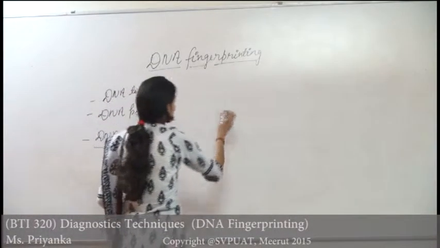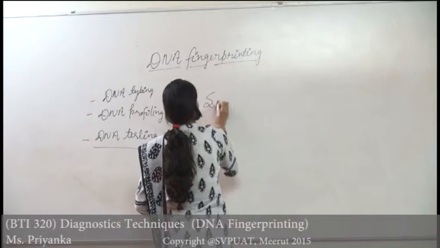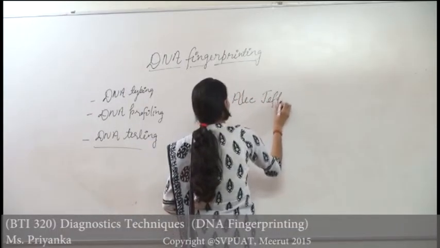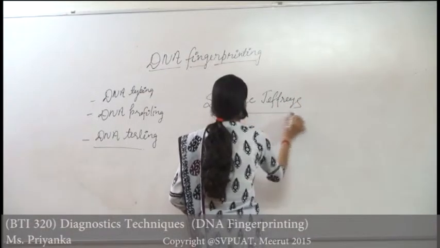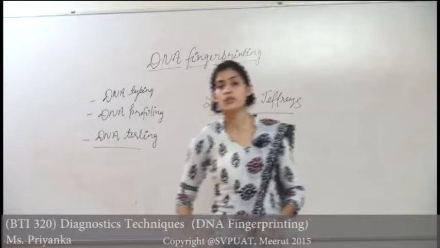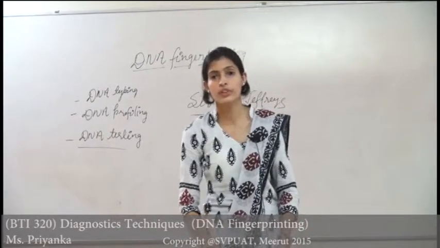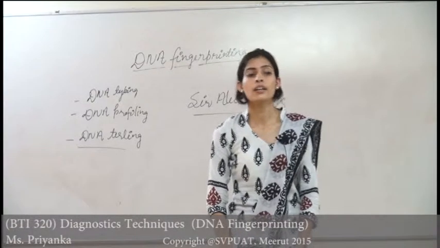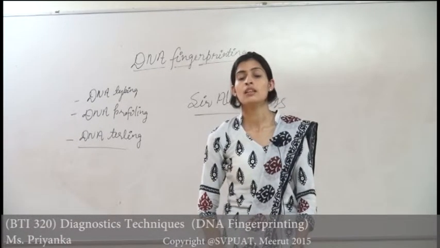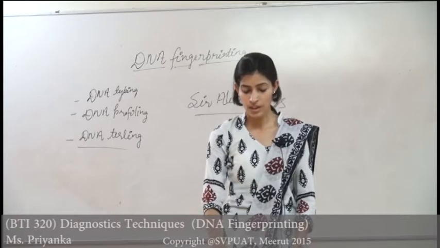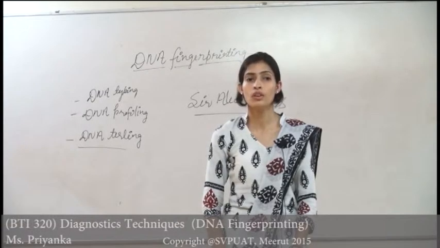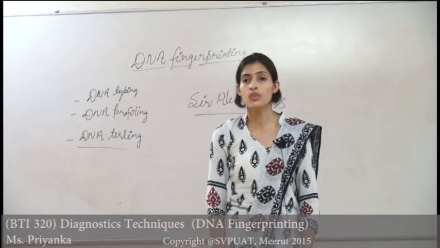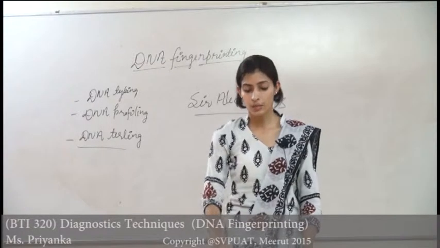This is a technique which was discovered by a scientist known as Sir Alec Jeffreys. This technique is mainly used for various purposes. It is very useful for determining a relationship between two persons, whether a family relationship exists between them or not. It can be used for disease diagnosis, and it can also be used for solving many criminal cases.